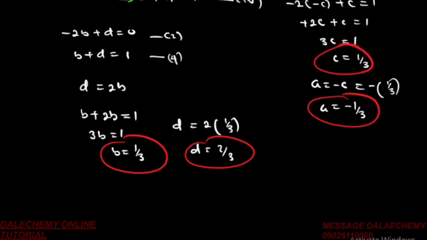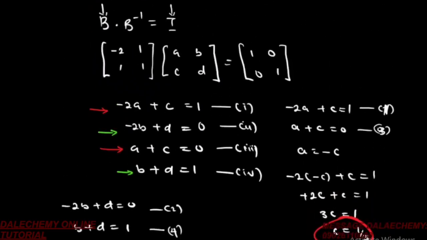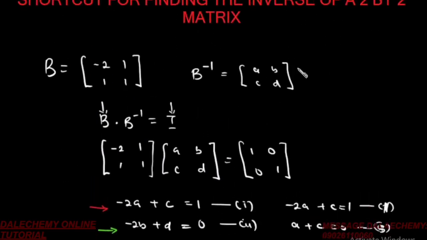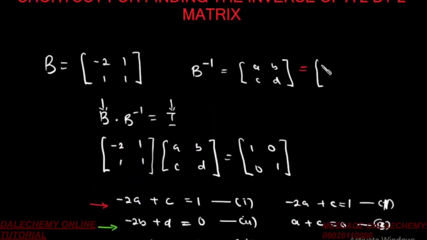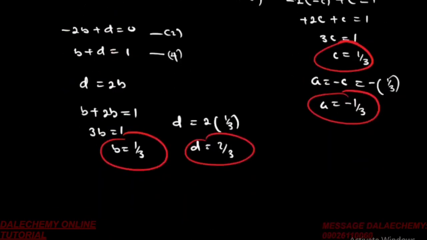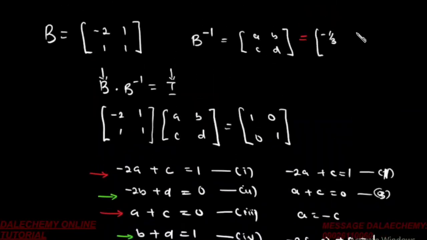So we can now say that the inverse of B will be equal to A, which is minus 1 over 3, and B, which is 1 over 3. C also is 1 over 3 and D is 2 over 3. So this is the inverse of the matrix B.